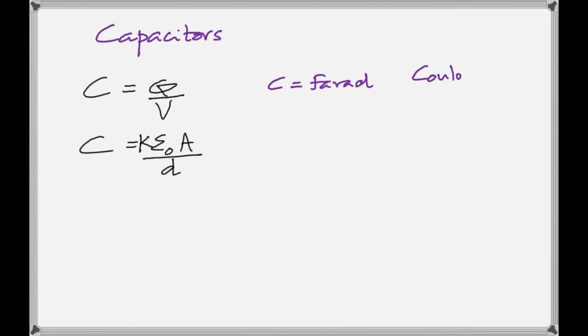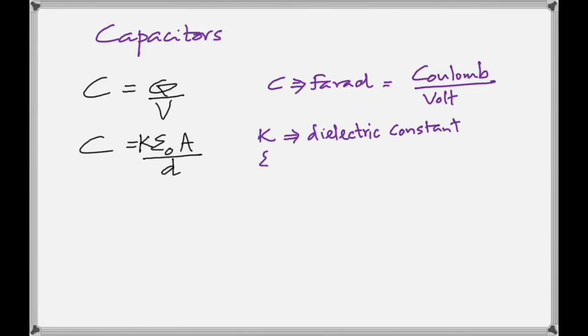Capacitance is measured in farads, charge is in coulombs, and farad is nothing but coulomb per volt. K is the dielectric constant, and it shows how many times the permittivity is above that of air. Of course, that is the permittivity of free space. Constants will be given to you, but just know epsilon naught is the permittivity of free space.